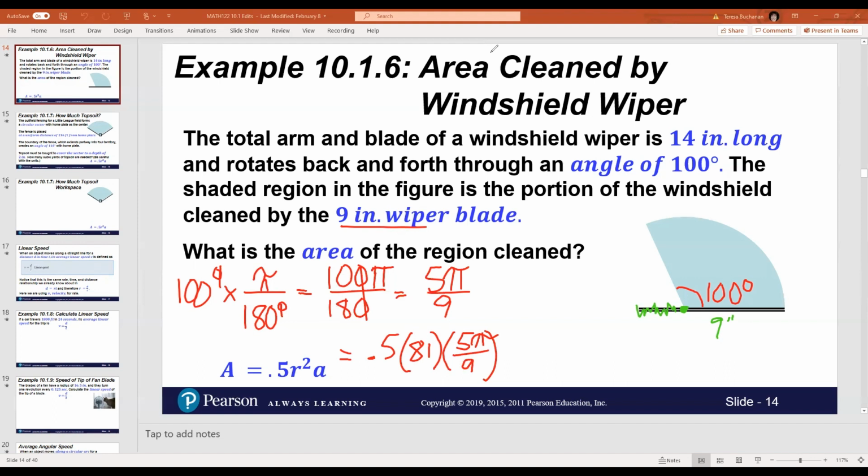So again, depending on your context and your directions, you may be asked to give this in an exact form. You may be asked to give it as an approximation. The approximation for that looks like 636.2, so close to 636 square inches.